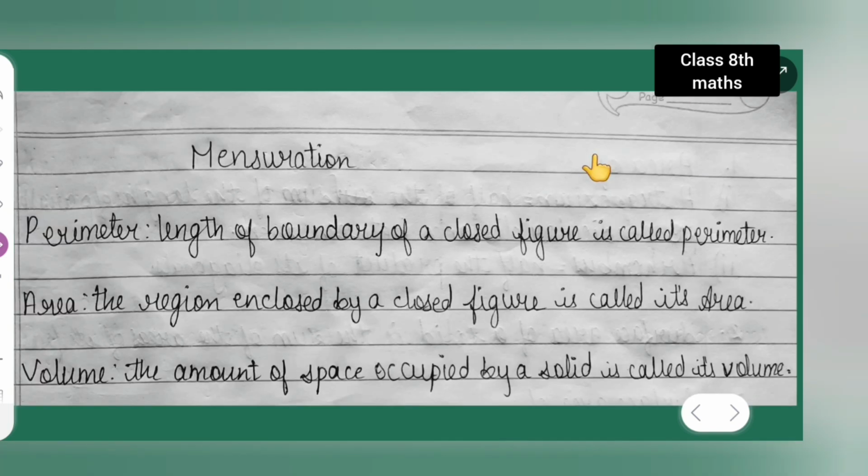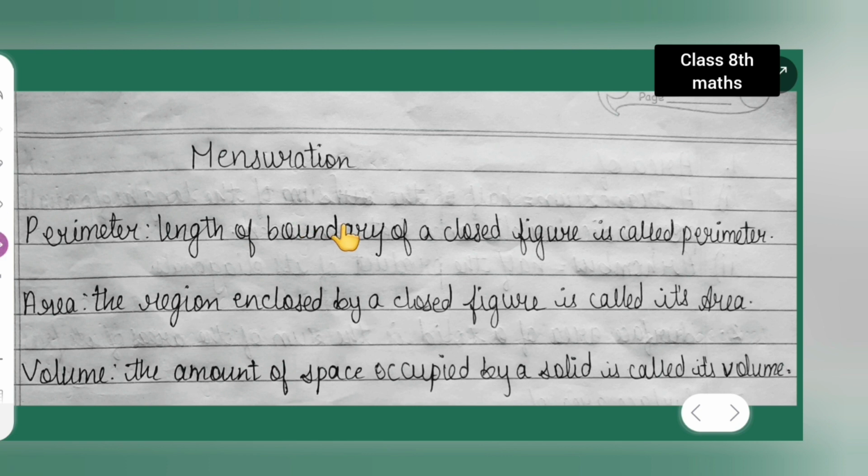So now in mensuration, what is important first of all? Now these three things are very important in mensuration. You all have to know what is a perimeter, what is an area, and what is a volume. I have given you all the definitions.